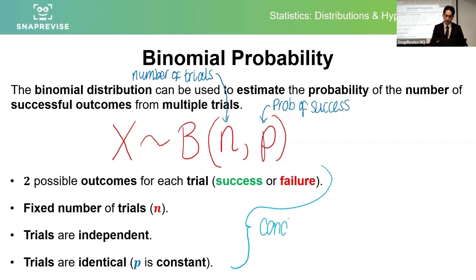So make sure you know them, and we don't want to forget any of those because we're often asked to explain why it's appropriate. Conditions for binomial.